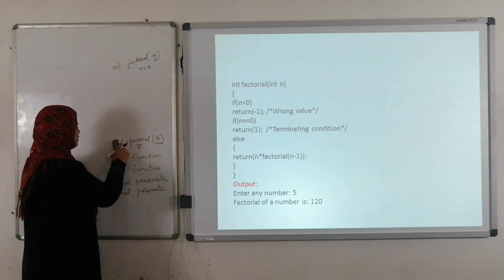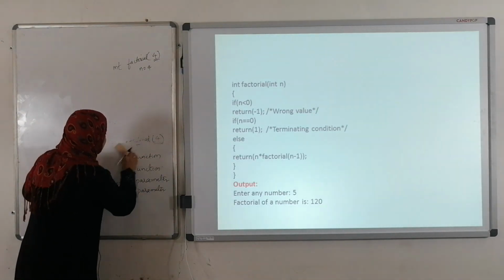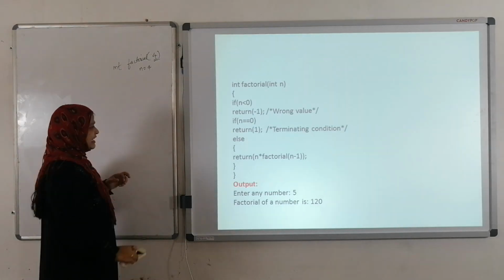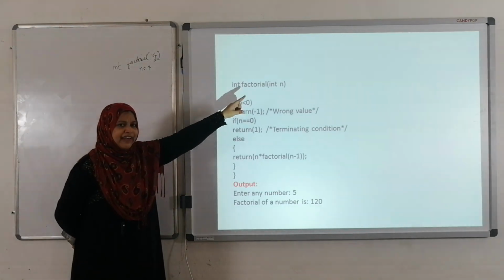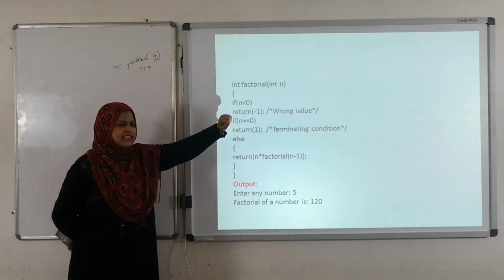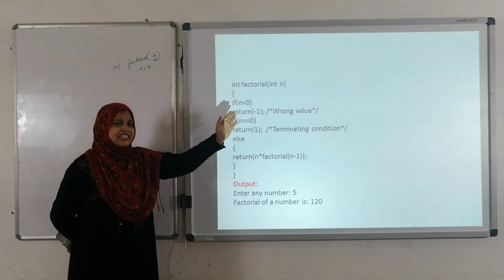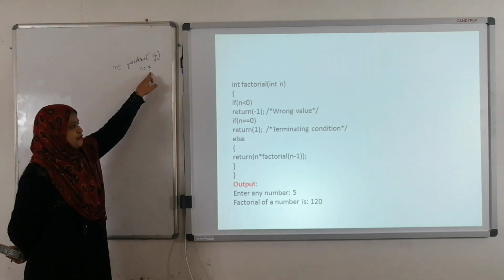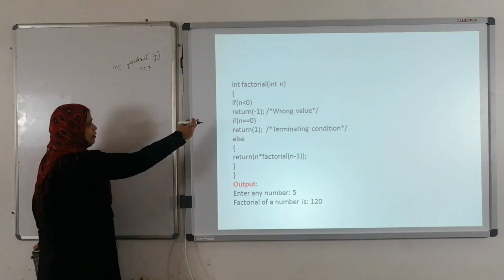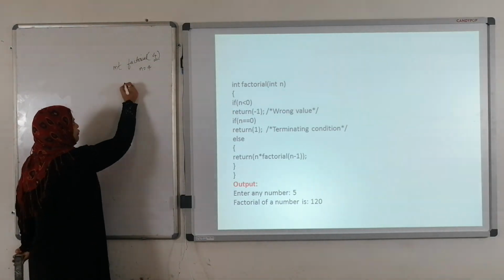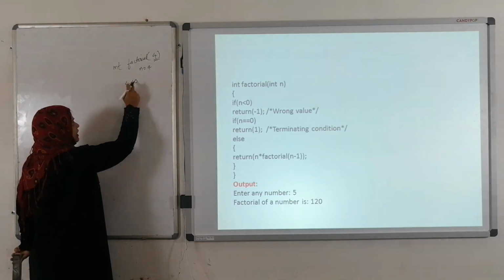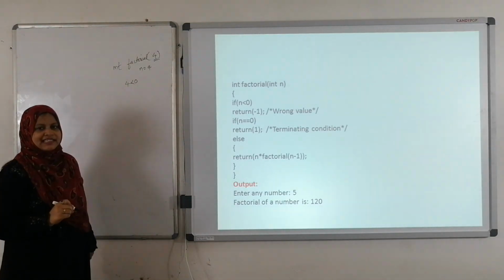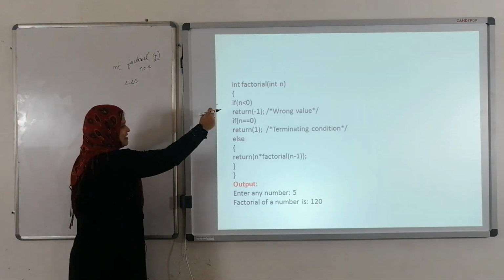Now, how is this program going to be executed? We are transferring the value to n. Value is the actual parameter, n is the formal parameter. Here n equals 4. Now, opening the braces: if n less than 0, what is the value of n? n is 4. 4 less than 0, is the condition true or false? The condition is false. Go to the next statement.